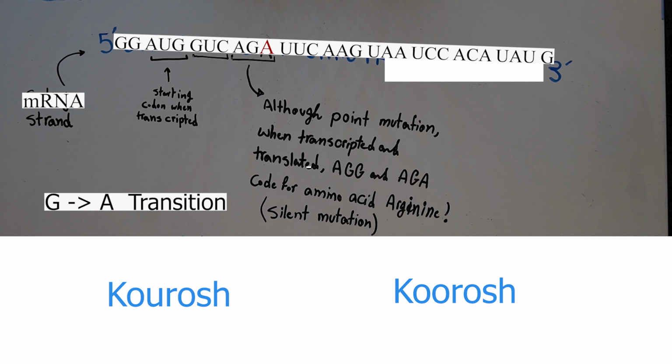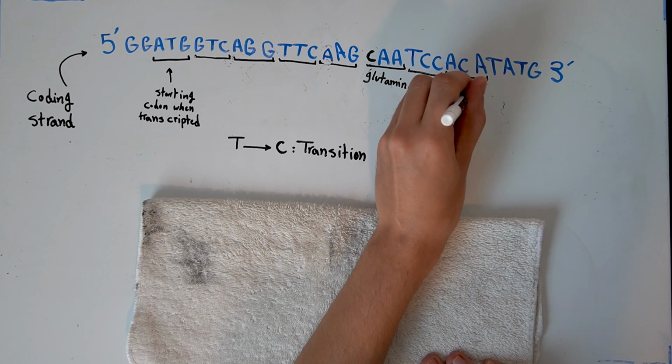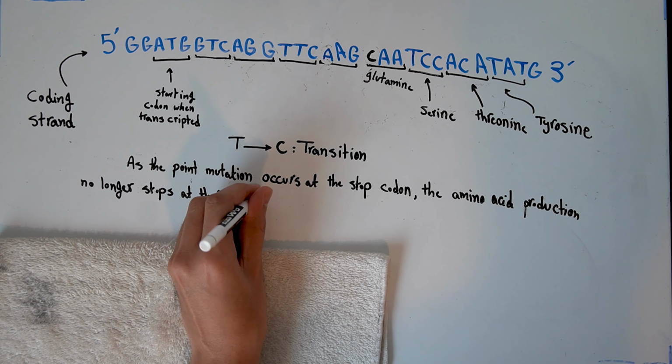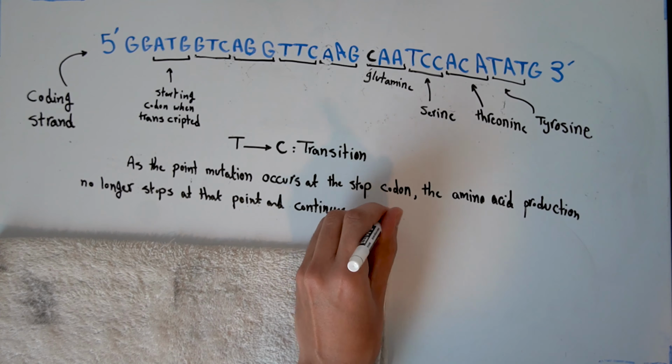Lastly, a read-through mutation takes place when a point mutation happens at a stop codon, changing it to a codon that codes for an amino acid after transcription and translation, which results in a longer protein. This is similar to extending a word and adding more characters to it to end up with a new word.